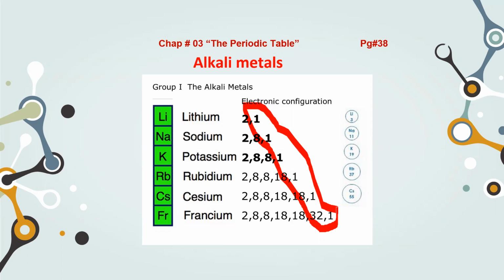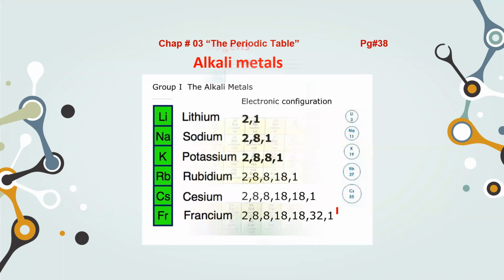All the elements in group 1 are those elements that have only 1 electron in their outermost shell. Forget about how many electrons they have in total. You have to see the electronic configuration, and you have to see the last shell of that element, and if it contains 1 electron, that is why they are called group 1 elements, and group 1 elements are called alkali metals.